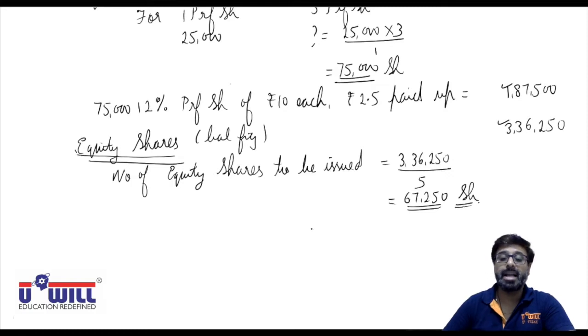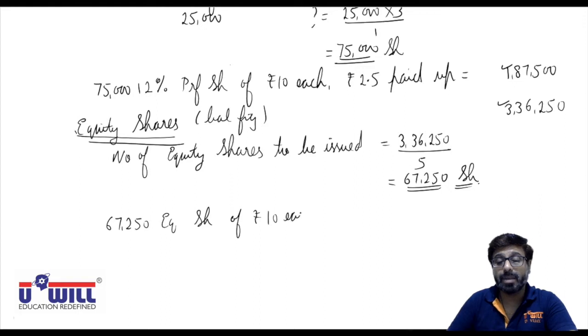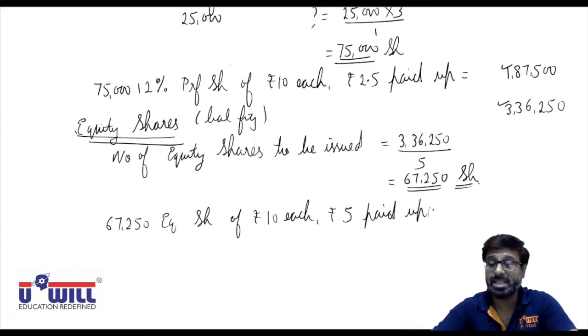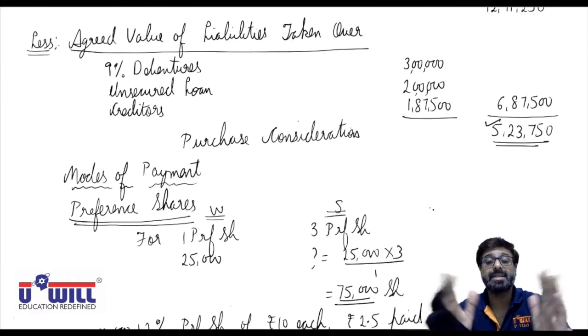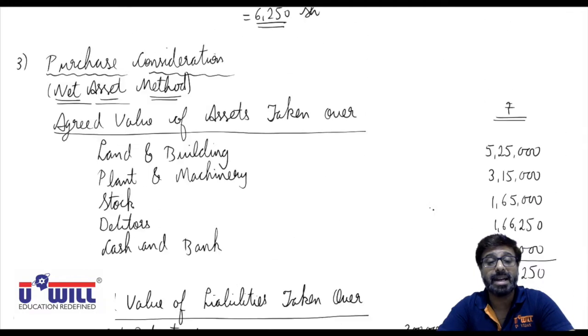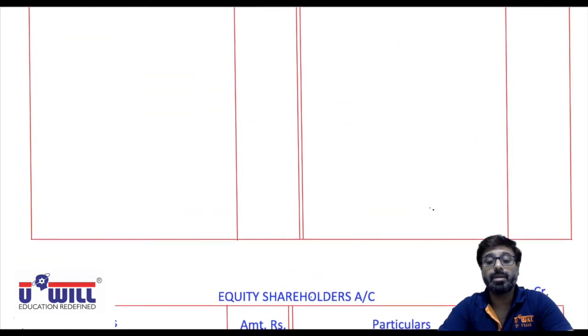This will help us. You can say we are giving 67,250 equity shares of rupees 10 each, but rupees 5 paid up. This all will help us further when we pass the journal entries, balance sheet, etc. So this is the purchase consideration. Okay, basic three entries, workings are done.